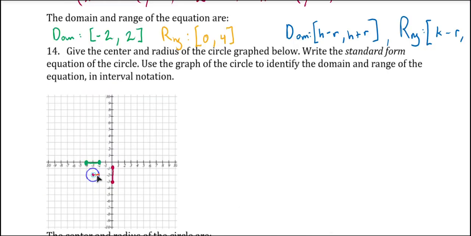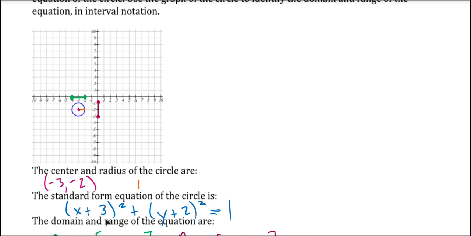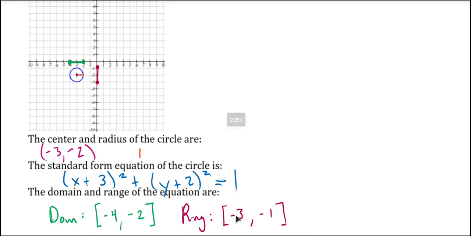Here we have another circle. It's got this center, this radius, and this domain and range. The center is at (-3, -2), and its radius is only 1. We can get the standard form of the circle then by plugging those values in, and the domain and range are as follows. -4 to -2 for my domain, and -3 to -1 for my range. Notice that is indeed -3 plus and minus 1, and -2 plus and minus 1.